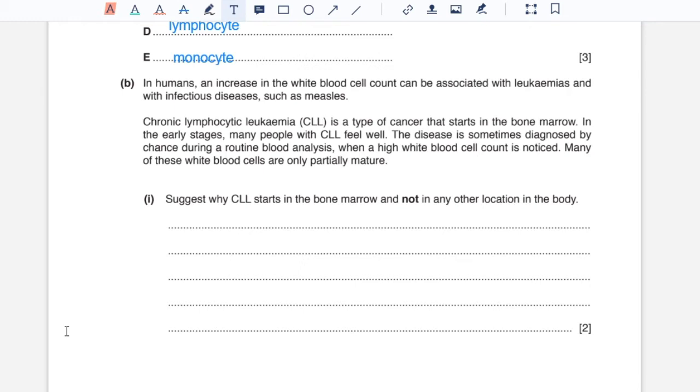Suggest why chronic lymphocytic leukemia starts in the bone marrow and not in any other location in the body. That is so because chronic lymphocytic leukemia is a cancer of stem cells that are present in the bone marrow, because these stem cells are the cells that would differentiate to form lymphocytes.